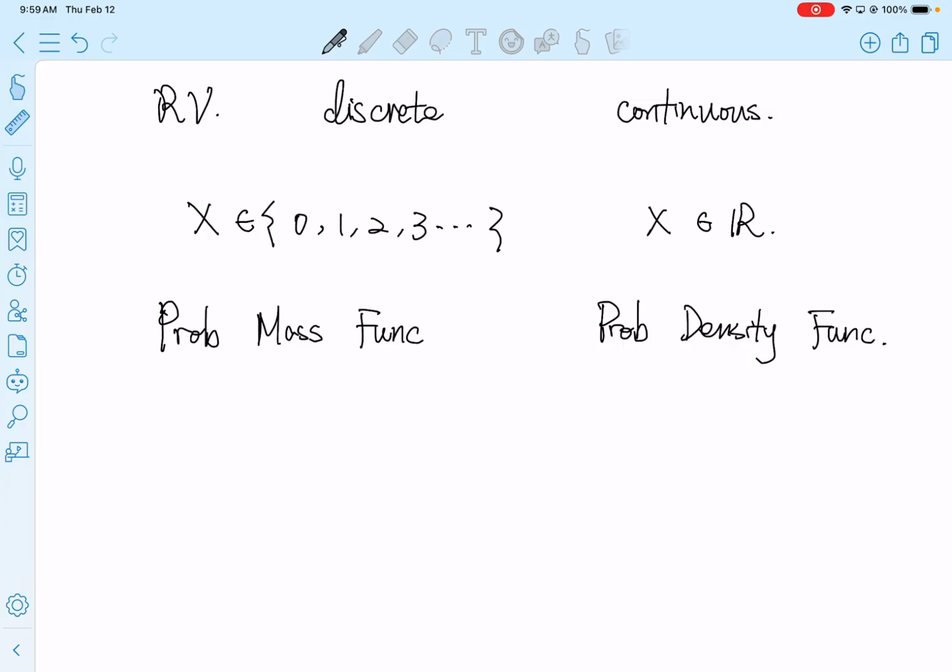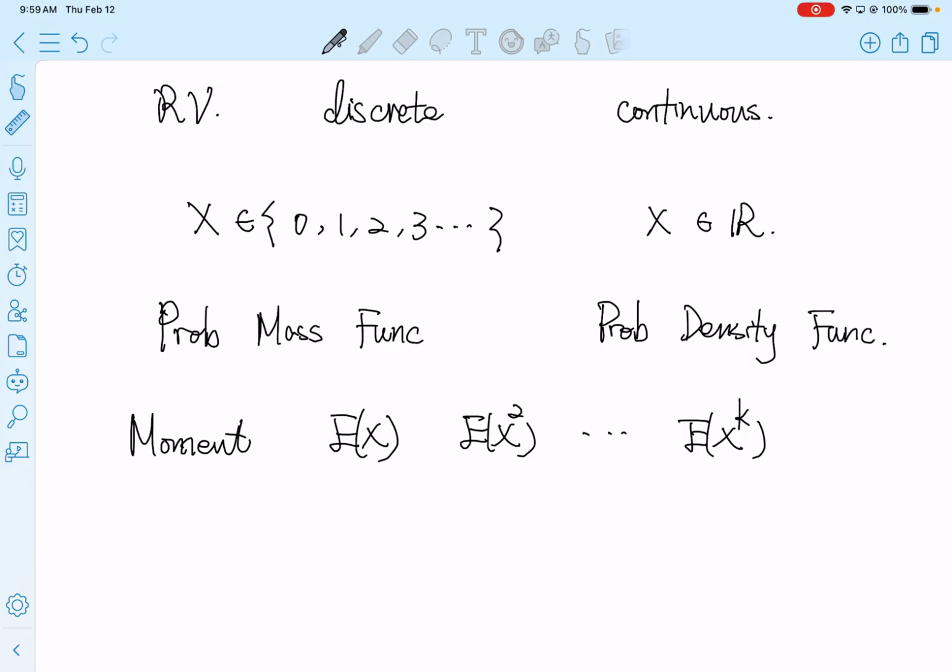Okay, and then after that, we introduced one major concept called the moments. Okay, and then we talk about the first moment, which is also the expected value, which is also the mean of what the random variable x can take. And then we also have the higher order moments, like x raised to the power of 2, all the way to the expectation of x raised to the power of k. So these are different moments.